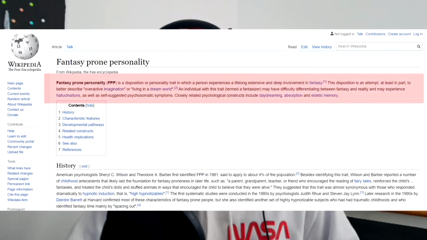People also seem to be confusing maladaptive daydreaming or immersive daydreaming with fantasy-prone personality, so I'll go over the differences between those two versus fantasy-prone personality here as well. Fantasy-prone personality's Wikipedia definition is as follows: an individual with this trait, termed a fantasizer, may have difficulty differentiating between fantasy and reality and may experience hallucinations as well as self-suggested psychosomatic symptoms. People with maladaptive daydreaming or people with immersive daydreaming do not experience psychosis. In other words, they know the difference between the real world and the fantasy world, and they do not mix reality with fiction. Maladaptive daydreamers and immersive daydreamers also do not experience hallucinations.